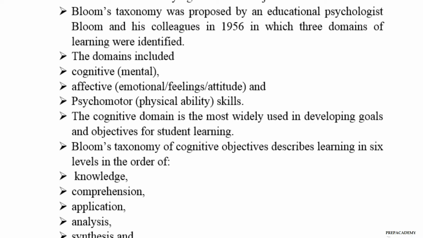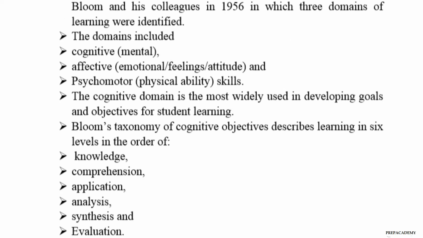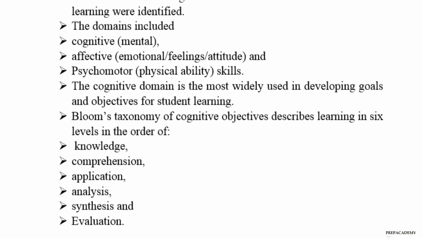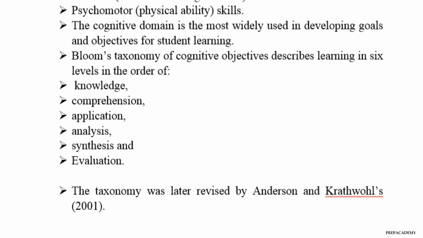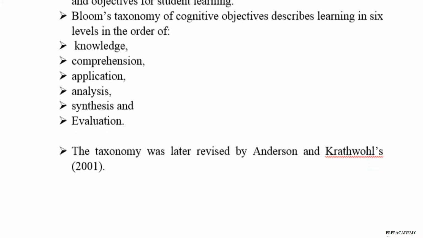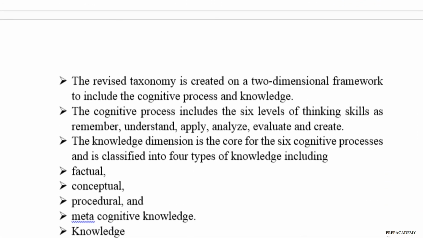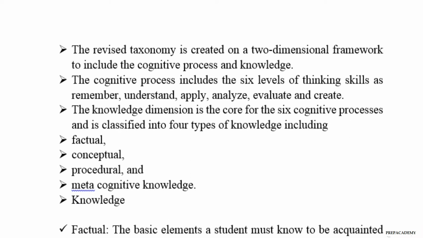Bloom's taxonomy of cognitive objectives describes learning in 6 levels in the order of knowledge, comprehension, application, analysis, synthesis, and evaluation. The taxonomy was later revised by Anderson and Krathwohl, 2001. The revised taxonomy is created on a 2-dimensional framework to include the cognitive process and knowledge. The cognitive process includes the 6 levels of thinking skills as remember, understand, apply, analyze, evaluate, and create.